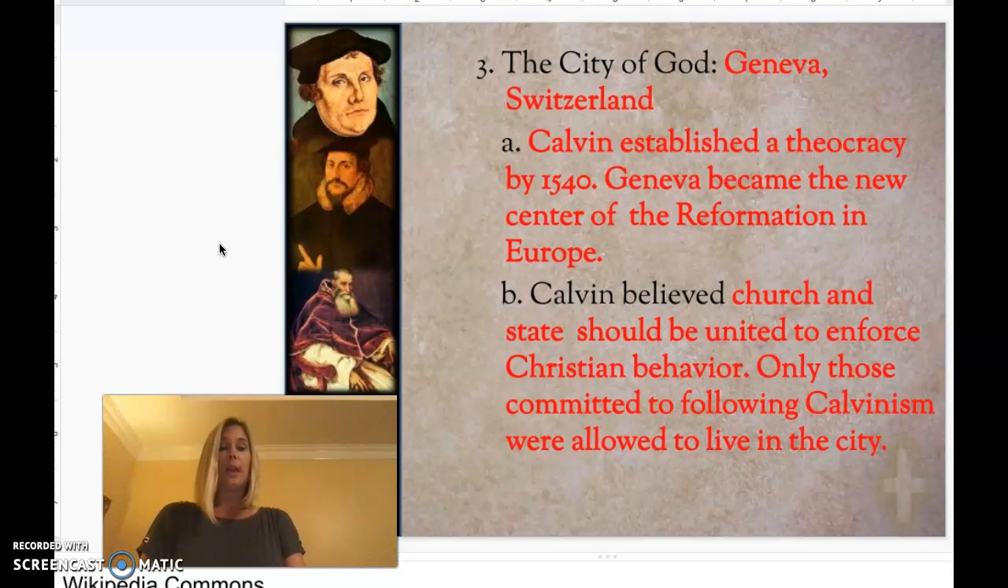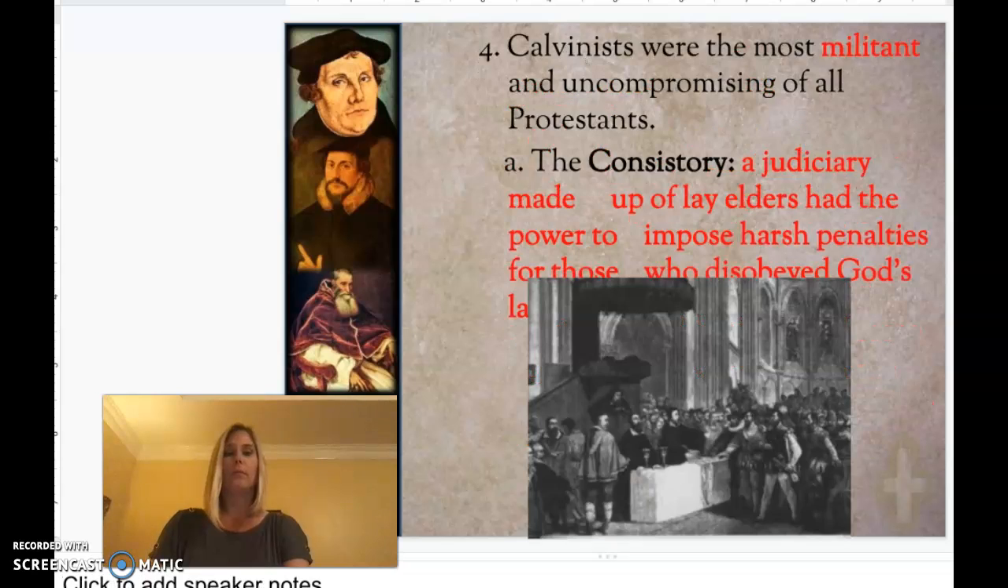And he also said that only those committed to following Calvinism would be allowed to live in the city. You're about to see when we go over number 4 how strict Calvin was with people living in this City of God. It's not going to be just anybody. There are definitely some strict rules that the people had to follow. So here's some proof of that.